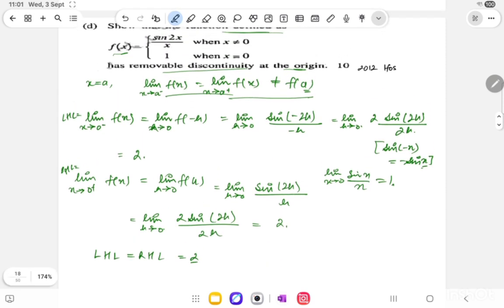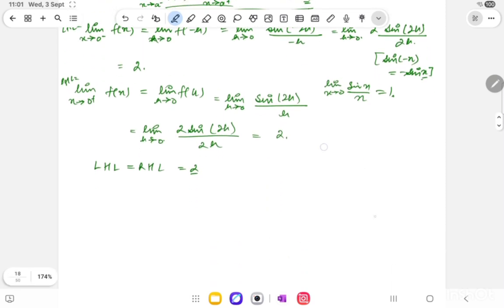But my function f(x) is taking value 1 at x equals to 0, which is not equals to f of 0. Thus my function f(x) has removable discontinuity.